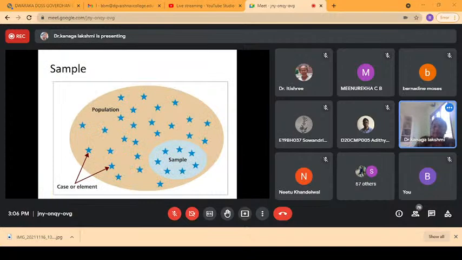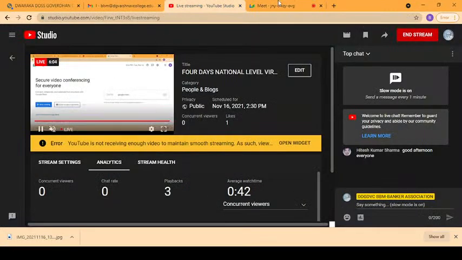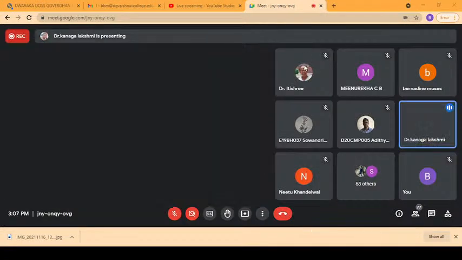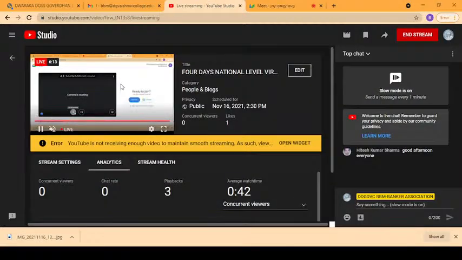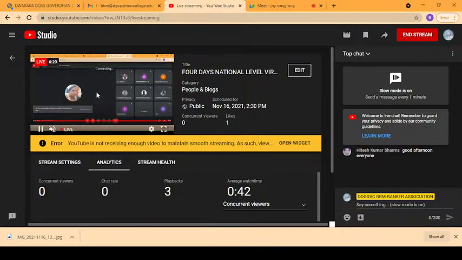So this is a visual which explains what a population and a sample are. Every unit of the population is called an element or a case. So these units are called a case or an element. When doing a survey, the question inevitably arises.